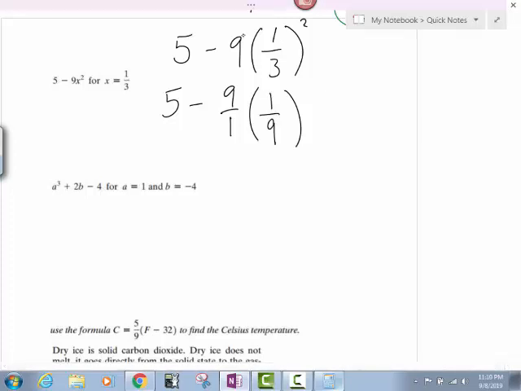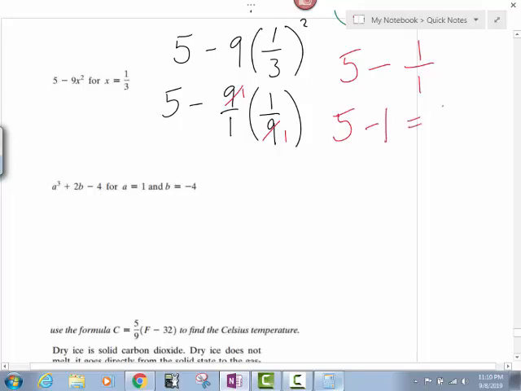Okay. Guys, remember what we said we can do? We can cancel numbers on the top with numbers on the bottom. So 9 goes into 9 one time. So now we're going to have 5 minus, let's multiply. 1 times 1 is 1. 1 times 1 is also 1. Okay. We're almost done. 1 divided by 1 is still 1. And finally, 5 minus 1 just gives us 4. Okay.